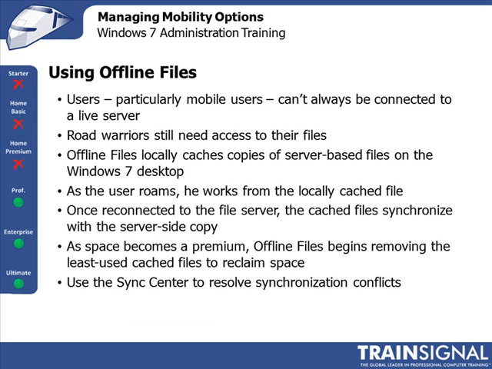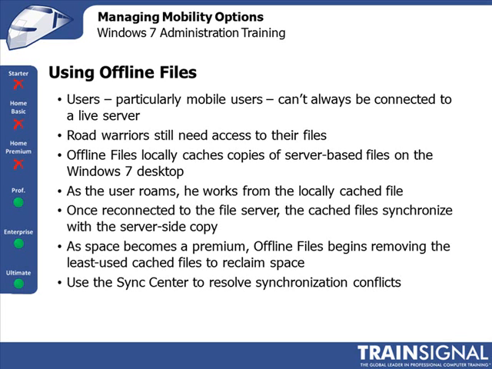Perhaps the most important topic of interest for mobile professionals lies around the use of offline files. Users, particularly of the mobile variety, can't always be connected to a live server. After all, they're on the road from time to time, at least that's what you hope. Road warriors still need access to some of their files, however. What Offline Files does is it actually caches copies of server-based files on the Windows 7 desktop. As the user roams around the country, he works from the locally cached file.